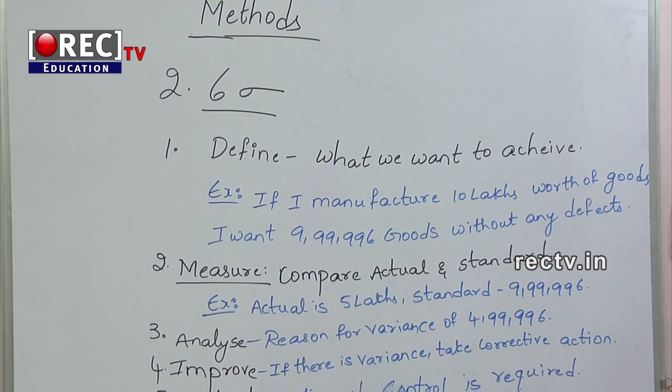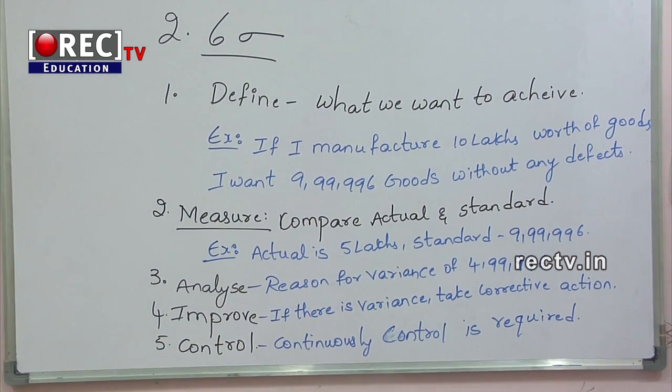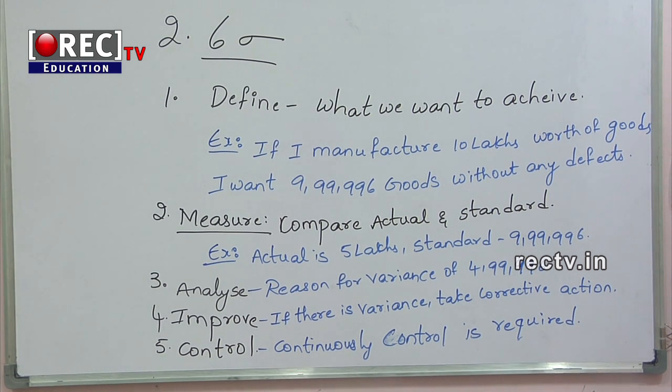Now the actual manufacture I made without any defects is 5 lakhs. But I want to achieve my strategy, which is 9,99,996. Now I have to analyze the reason why this difference has come. Here the difference is 4,99,996. After analyzing the reason for this variance, I have to improve it. That is, I have to take the actuals to standards. Now continuously I have to control this.